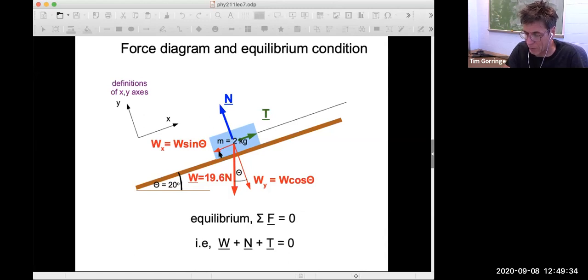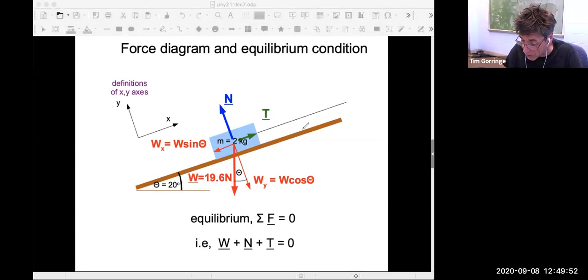Diagrams become really important, really useful, really helpful when you're thinking about forces, both forces in equilibrium and forces in non-equilibrium. So I'm starting with a diagram here. In the diagram, you see the incline in brown and the box in blue. I've marked the mass of the box, which we're told is 2 kilograms, and the angle of the incline, which we're also told. Those are the parameters of the problem, the numbers that define the problem for us.